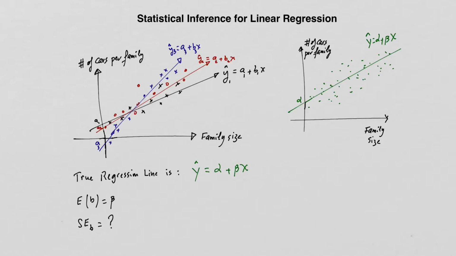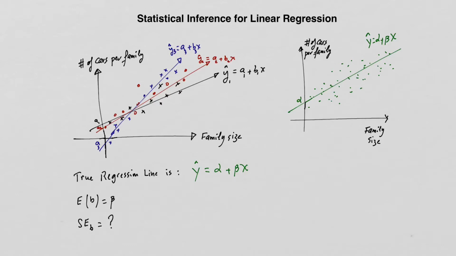And you may also remember a was the y-intercept, like here, and b was the slope of the line, which is the number of cars per family size. Okay, and we put a hat because we are actually predicting the number of cars.